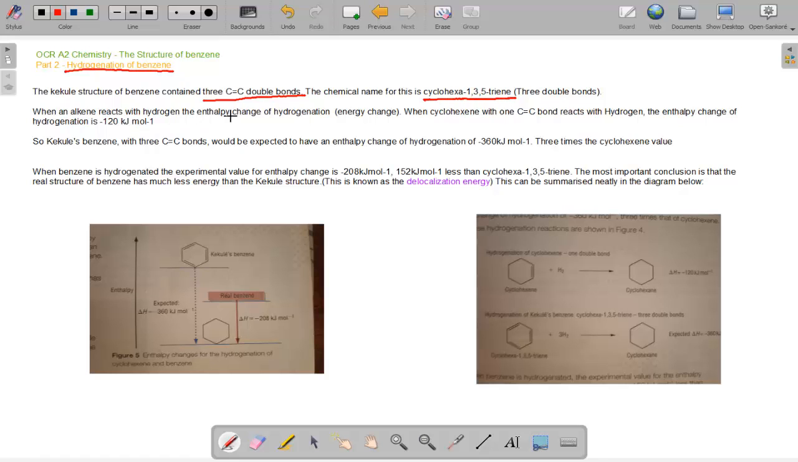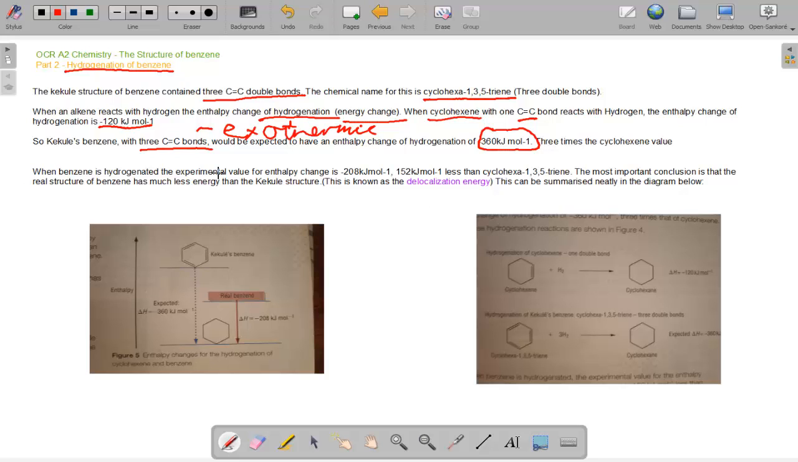But when an alkene reacts, the enthalpy change of hydrogenation, or the energy change to put it quite simply, is negative 120. Negative meaning the reaction is exothermic. And Kekule's benzene with 3 carbon-carbon double bonds would be expected to have an enthalpy change of hydrogenation of negative 360 kilojoules per mole, so 3 times the value for each cyclohexene carbon-carbon double bond. So, yeah, that might be expected.